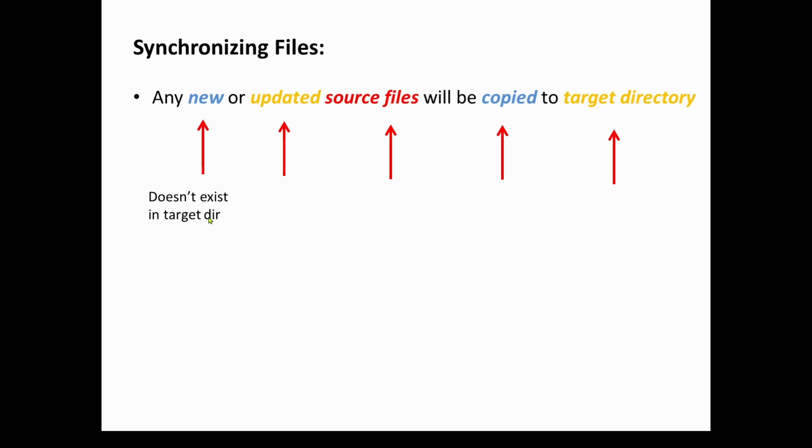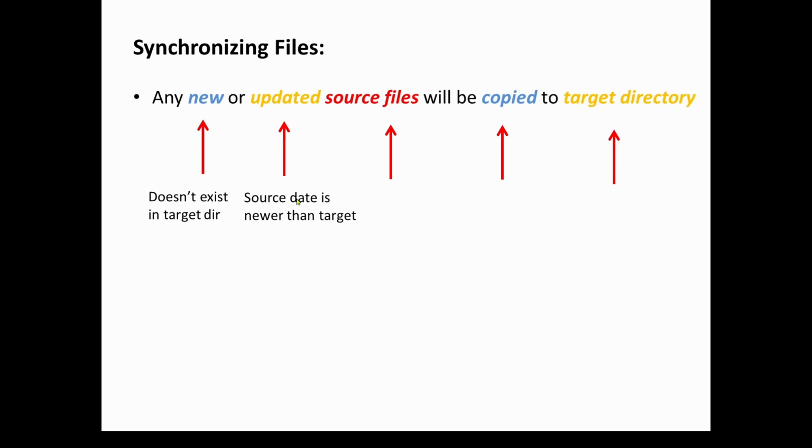target directory is. And we're going to have to figure out what are updated. What does that mean? Well, that means that the source date of a file or folder is newer than the target. So we're going to have to figure out some way to determine what file is newer than the other file.